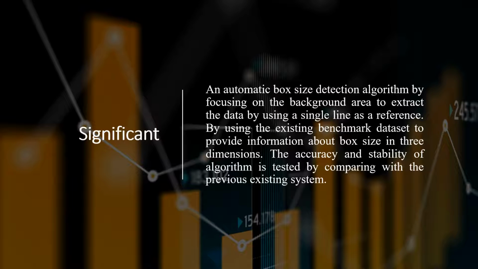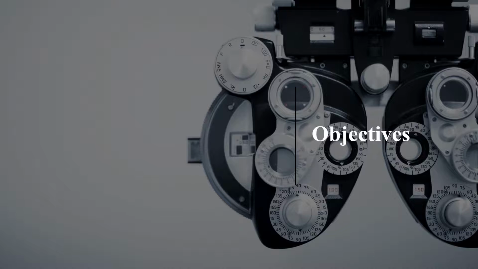The significance of this project is that my project will be totally different from the existing ones. Most of the existing machine vision systems are focused on the object. My system will be focusing on the background area instead, and I will be referring to the reference lines. From this, I can ensure the accuracy and a stable algorithm. I am going to test it with the pre-existing system to prove my system performance.